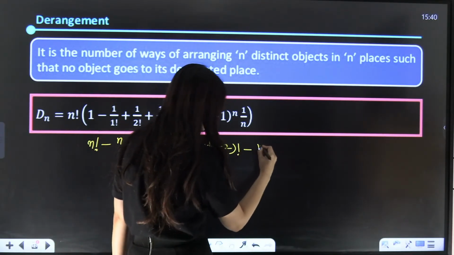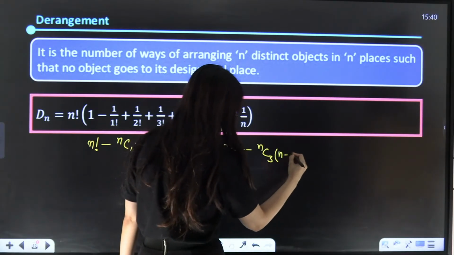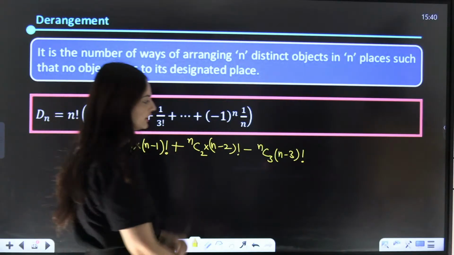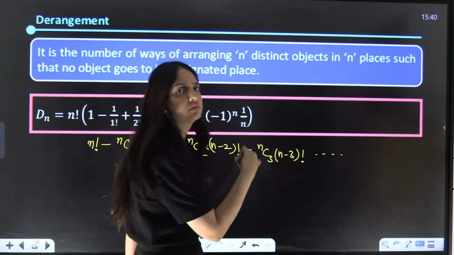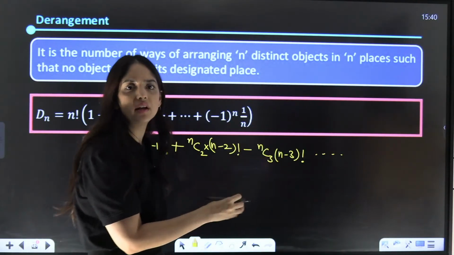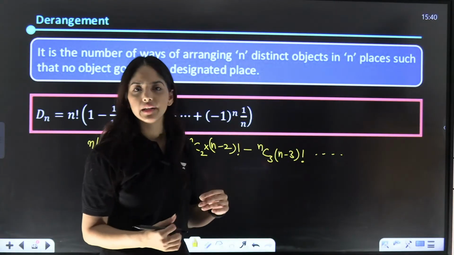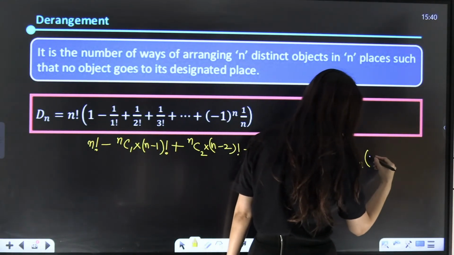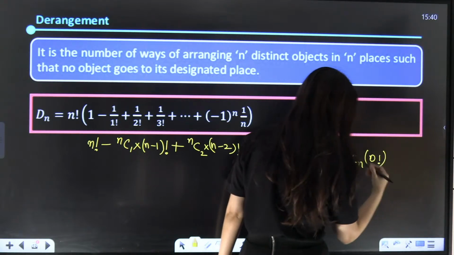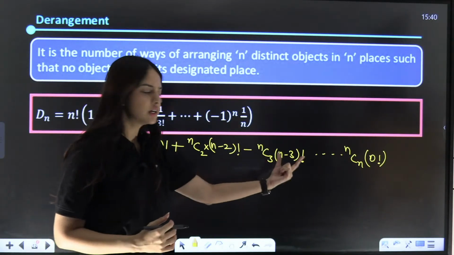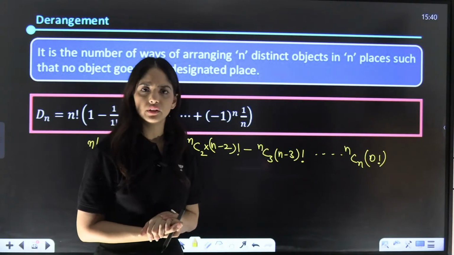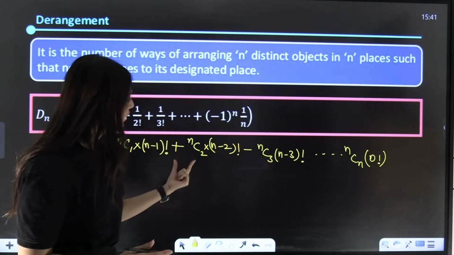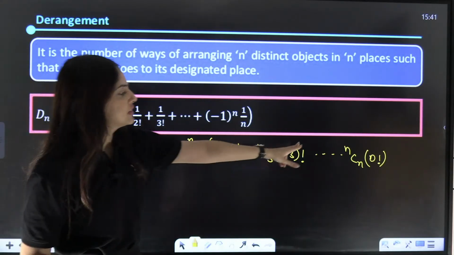Right? And just like that, you will keep going until you reach that situation where all of them were sitting in their original spot. And that is how you get the formula. Okay, this is what inclusion exclusion is. Now, if you look at it, what will be the sign of this?